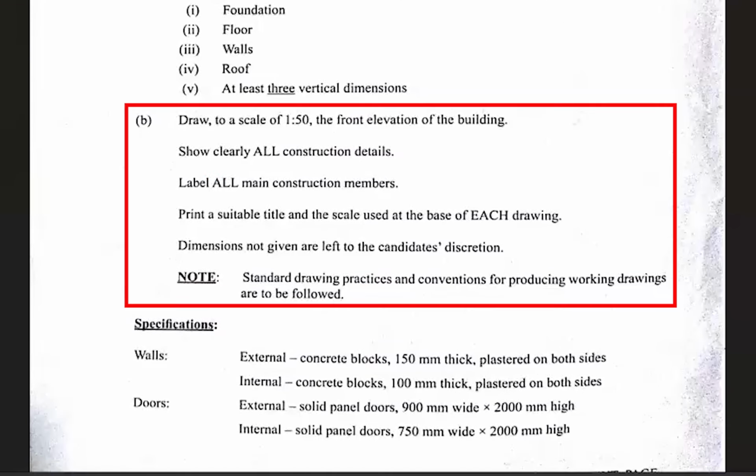B. Draw to a scale of 1 to 50 the front elevation of the building. Show clearly all construction details. Label all main construction members. Print a suitable title and the scale used at the base of each drawing. Dimensions not given are left to the candidate's discretion. Standard drawing practices and conventions for producing working drawings are to be followed.